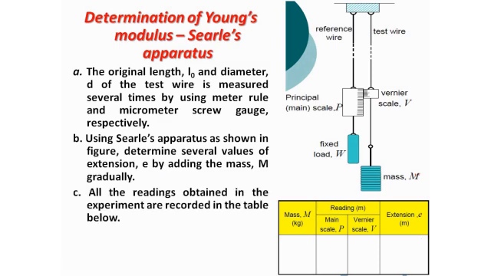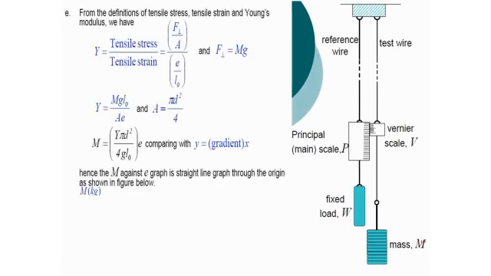Now all the readings obtained in the experiment are recorded in the table as below here. All the readings will be recorded here, and then a graph of mass m against extension will be plotted. So this will give you the value of Young's modulus. So you see how you are going to get it?